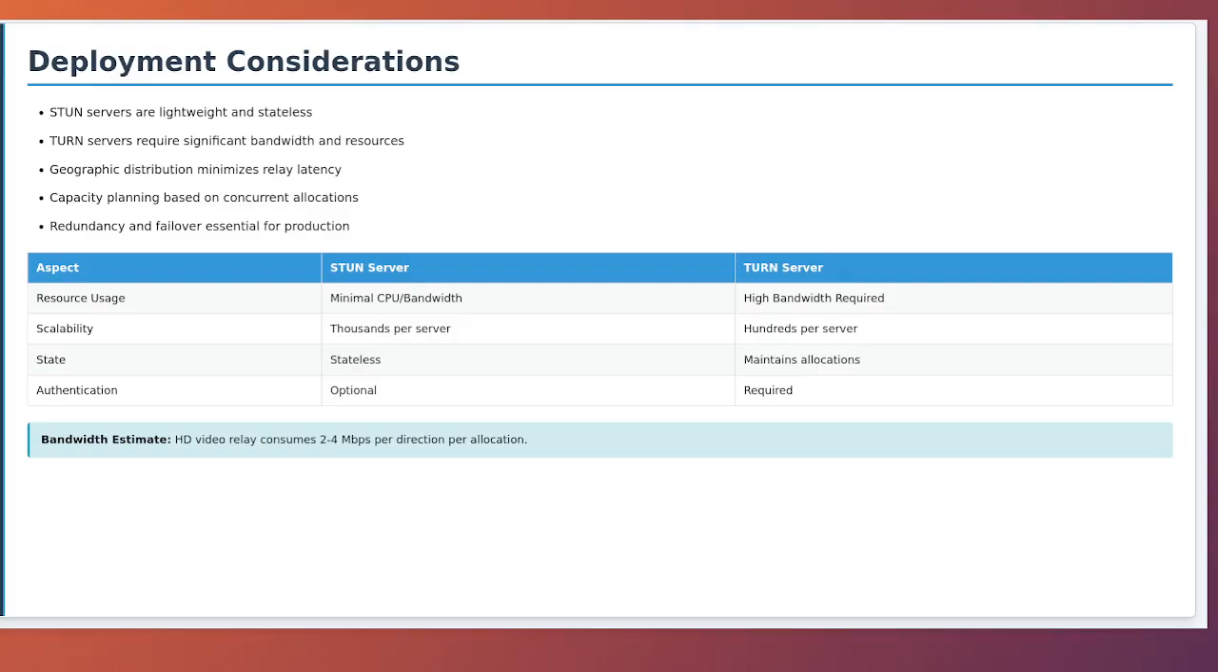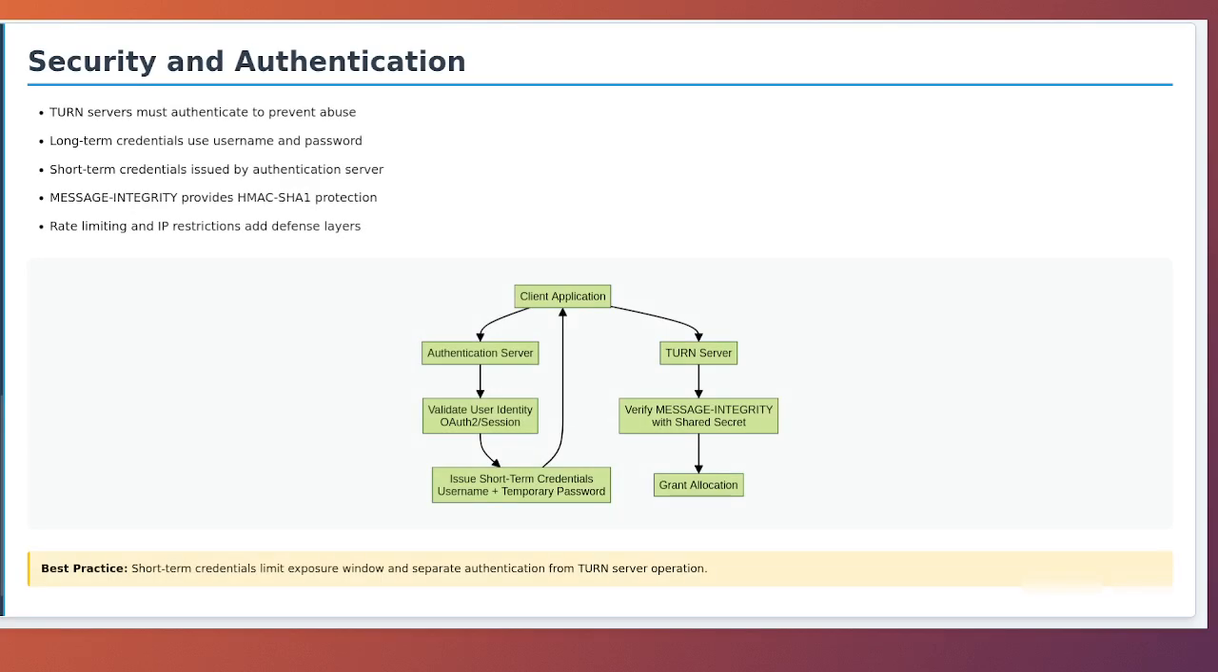You also need to consider redundancy and failover. TURN servers can fail or become overloaded, so having multiple TURN servers and the ability to failover to alternatives is essential for production reliability. Security and authentication mechanisms.